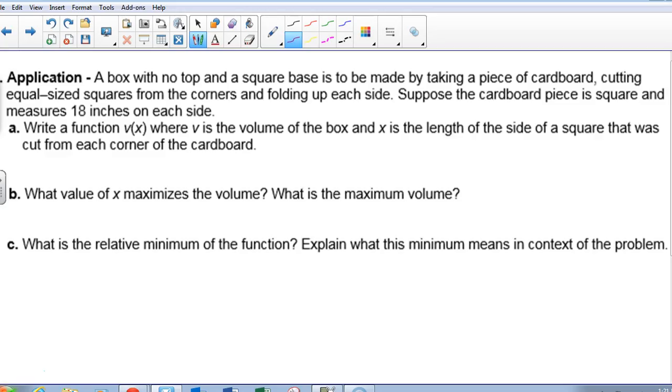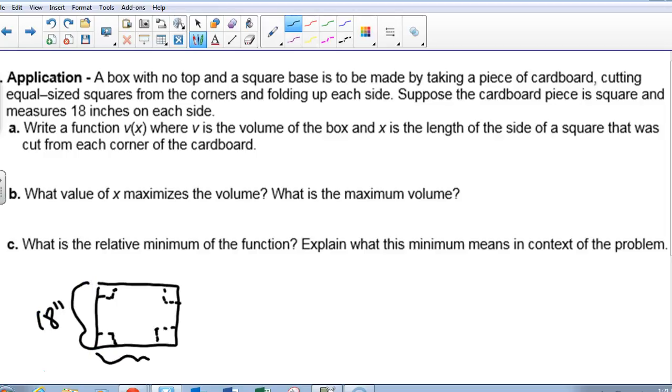Word problem. The evil box has come back. When we did the box question before, we were cutting out a certain sized corner from an unknown sized sheet of cardboard. What's changing this time? We know the whole side of the cardboard was 18 inches. But we don't know how big the little squares are that we're cutting out. It says a box with no top and a square base is to be made by taking a piece of cardboard, cutting equal sized squares from the corners and folding up the sides.